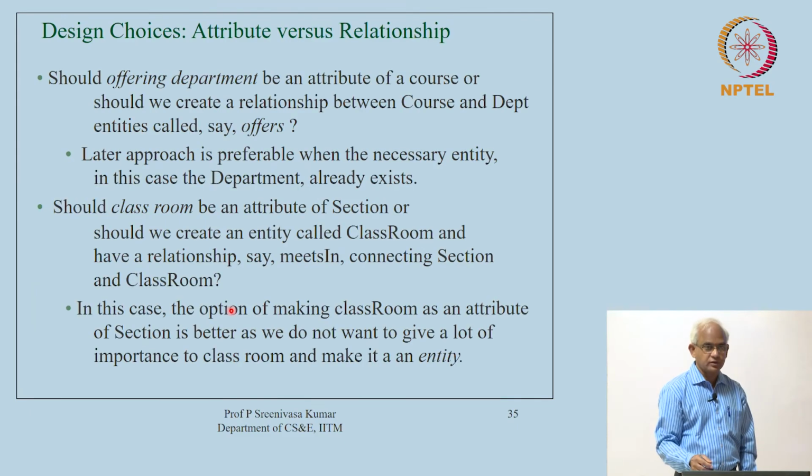So these are some of the design choices that we will have to make when we construct the model. It all depends on the domain knowledge that we are supposed to capture, and the usage of that information. So in this case the option of making classroom an attribute is better, as we do not want to give a lot of importance to the classroom and make it an entity, because we are not required to keep track of additional information about classroom, as per our specifications. So, this is one interesting point.